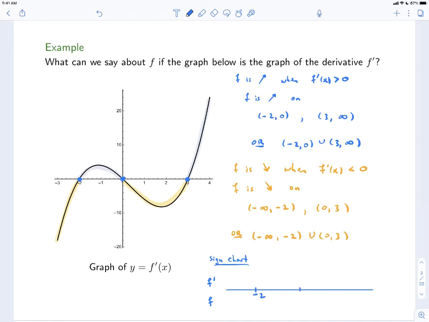-2, 0, and 3. Now this little horizontal line here, you should think of this as the x-axis, and you're just marking the places where the derivative is equal to 0. And now what you do is you check one point on each interval to determine whether the derivative is positive or negative there. Let's start to the left of -2.